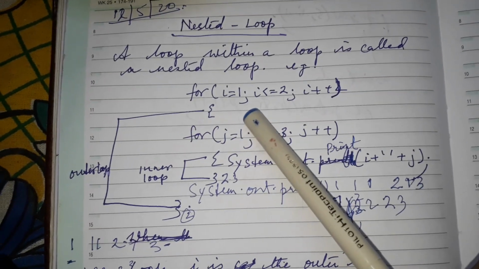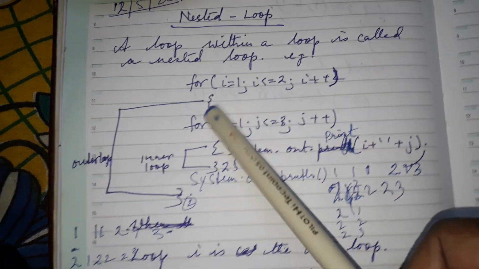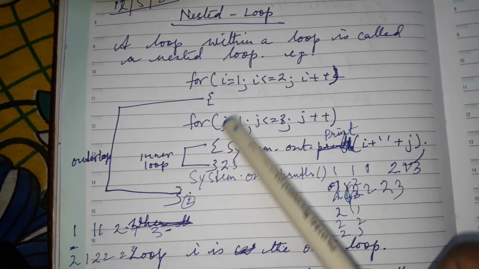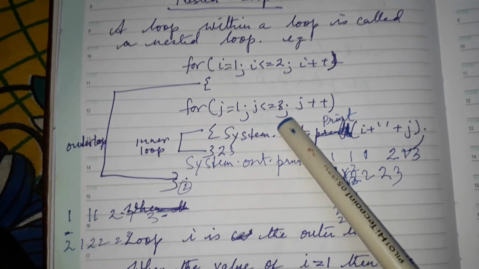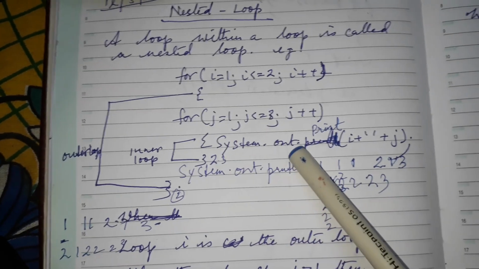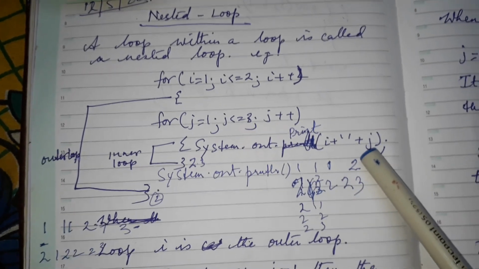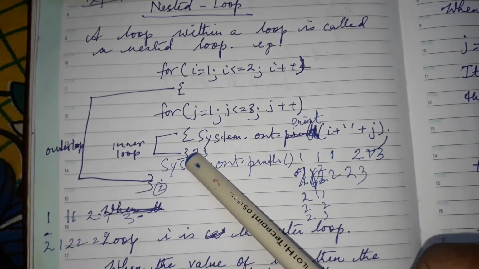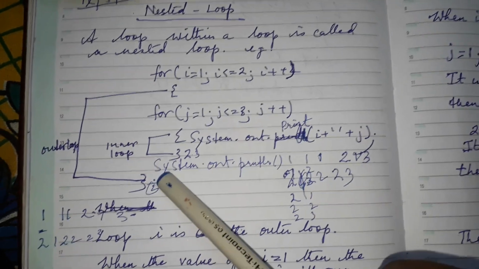For i equal to 1, i less than or equal to 2, i plus plus. This is the beginning of the outer loop. Inside the outer loop you have j equal to 1, j less than or equal to 3, j plus plus, and you have a print statement, System.out.print(i + " " + j), and closing braces. So this is the inner loop and this is the outer loop.